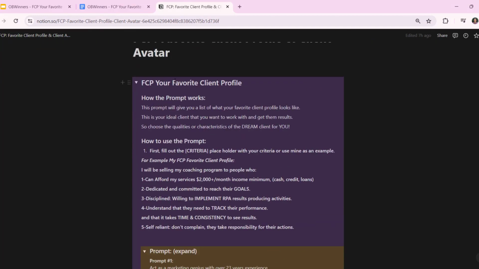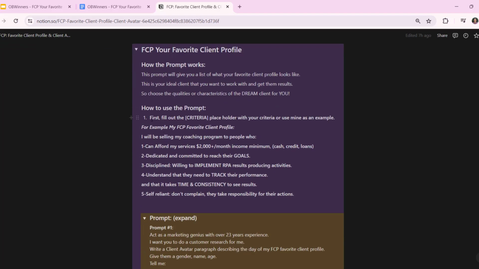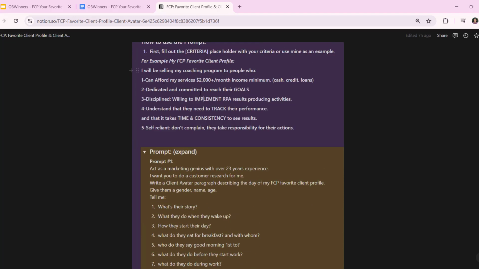So, FCP, your favorite client profile, how the prompt works. This prompt will give you a list of what your favorite client profile looks like. This is your ideal client that you want to work with and get results for. So choose the qualities or characteristics of the dream client for you. How to use the prompt? First, fill out the criteria placeholder with your criteria, or use mine as an example. I already read this, so I'm not going to do it again. So just pause the video or read it.